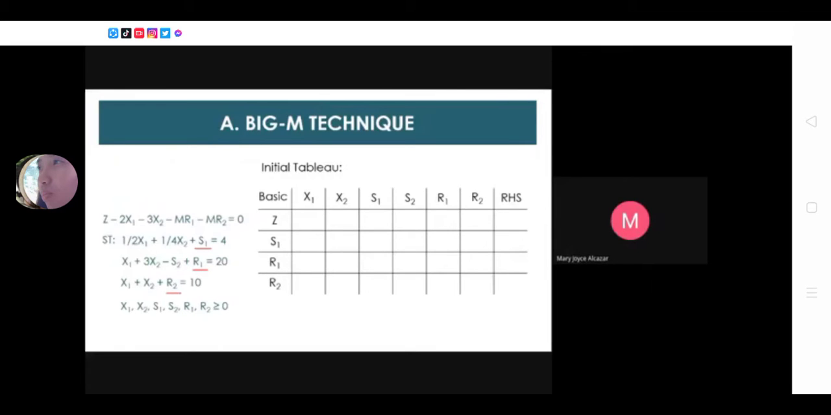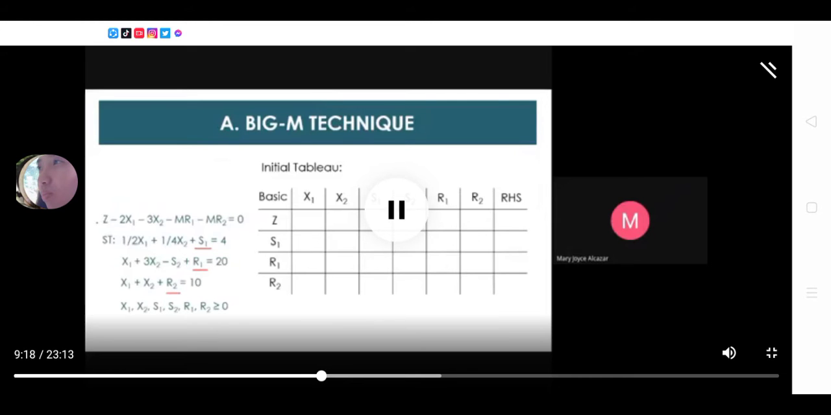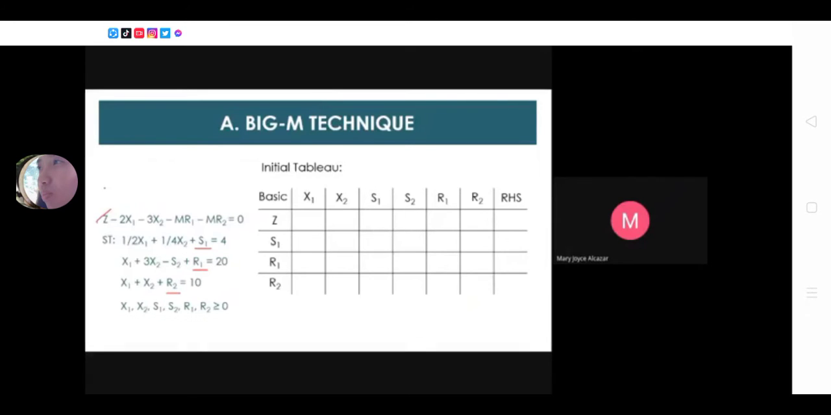And then you will plot all those coefficients in the initial tableau. For the Z row, or the objective function, under x1 is negative 2, under x2 negative 3. Then there are no values for S1 and S2. And for R1 and R2, you will put the coefficient M's. So R1 has negative M, R2 has negative M, and RHS is 0.